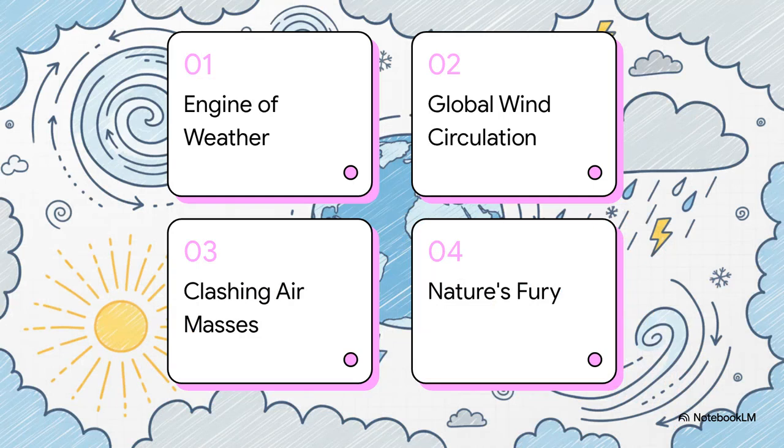Here's our roadmap for today. First, the engine of weather. Second, global wind circulation. Third, clashing air masses. And finally, nature's fury. Let's get right into it.